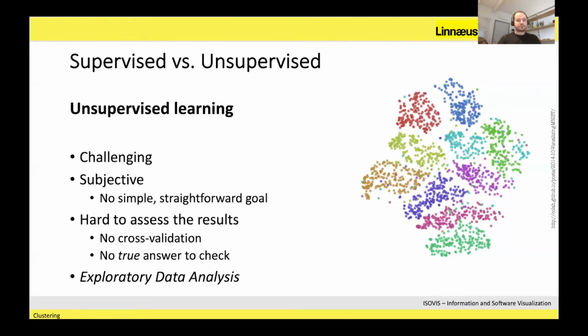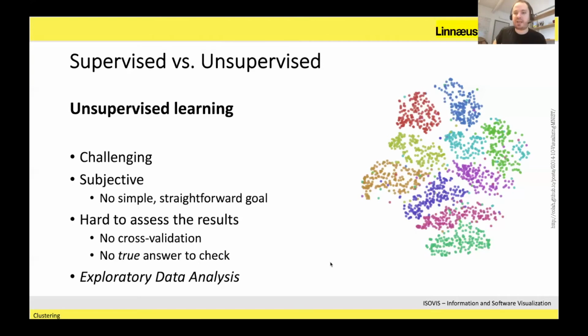Okay, so there is no cross validation. You don't cross validate with unsupervised learning, exactly because you don't have these very clear goals. I mean, if you come up with some clear goal, you might do that, but still it's not really that simple. So basically we don't do cross-validation, and there's no true answer to check, again, as with the cats and dogs example. And exploratory data analysis is the main, let's say, application for this.